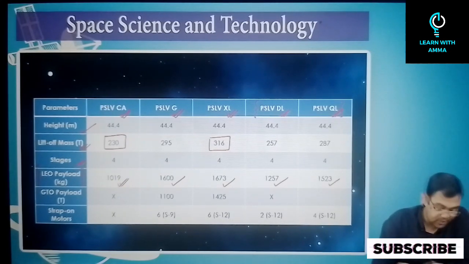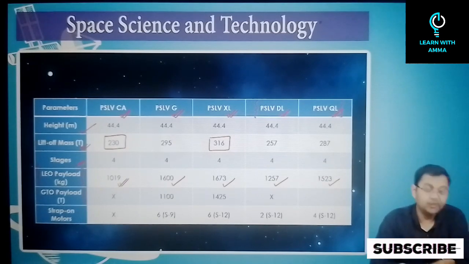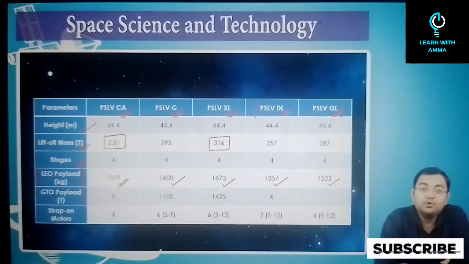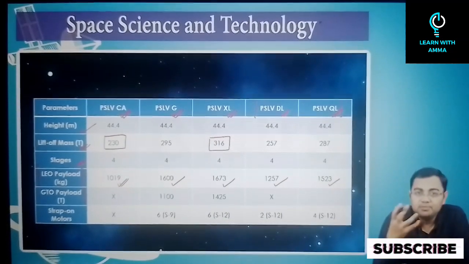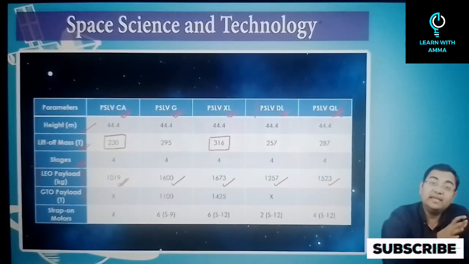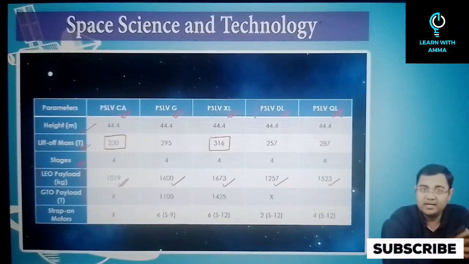Then GTO payload, that is the amount of payload that it can carry to GTO or geosynchronous transfer orbit, if let's say the orbit is going to be beyond it. If the orbit has to be GSO like geosynchronous or geostationary orbit, or if it is something which is launched for any other celestial body like moon, Mars, etc.